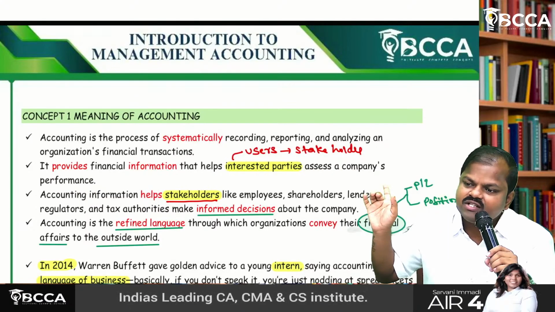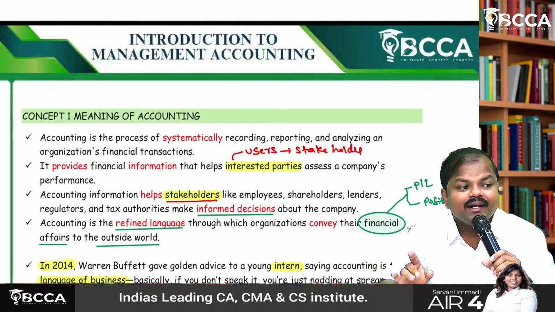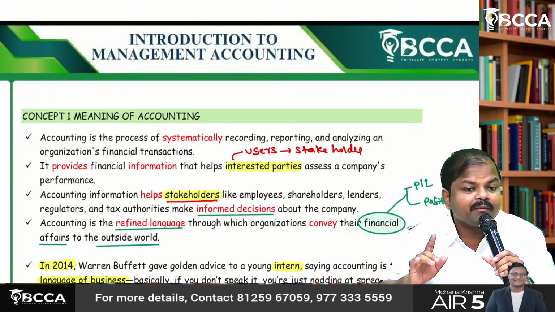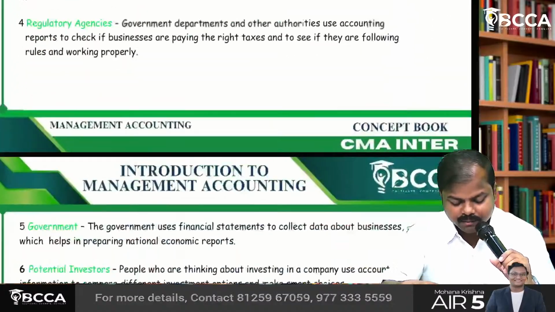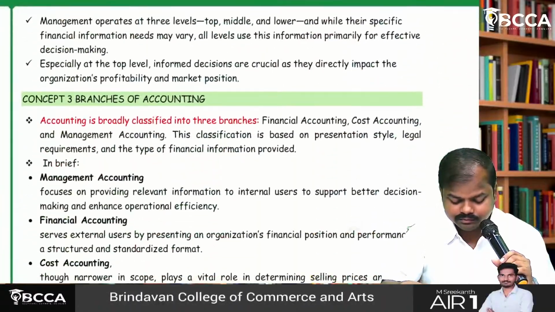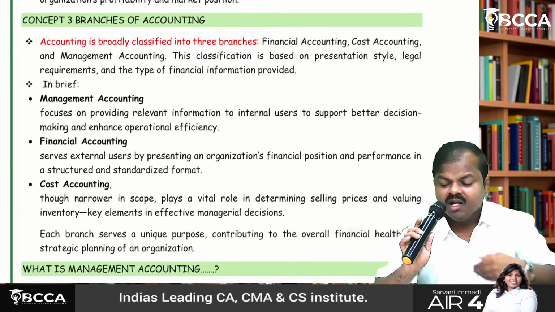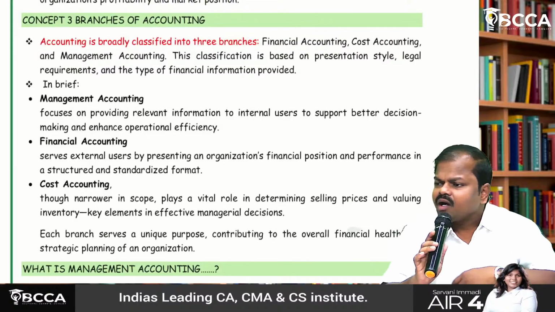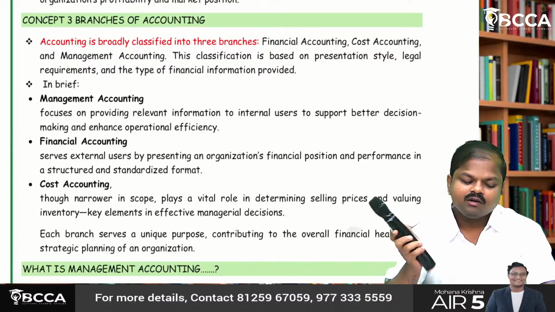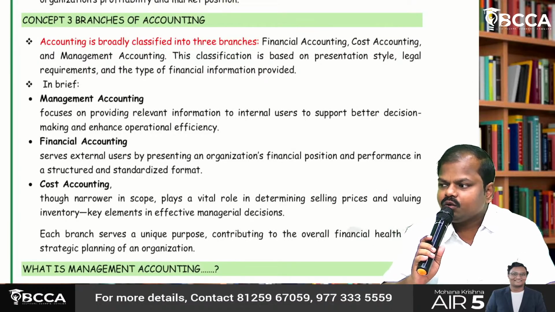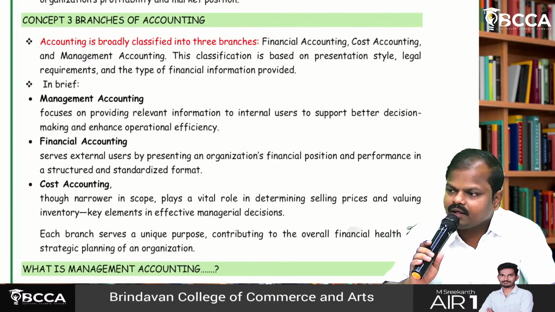Even though the screen shows concept number 1, in the previous class we actually discussed concept number 3 first. Correct? Yes. So, concept number 3, branches of accounting. Generally, accounting has 3 branches. Number 1, financial accounting. Number 2, cost accounting. Number 3, management accounting. Correct?